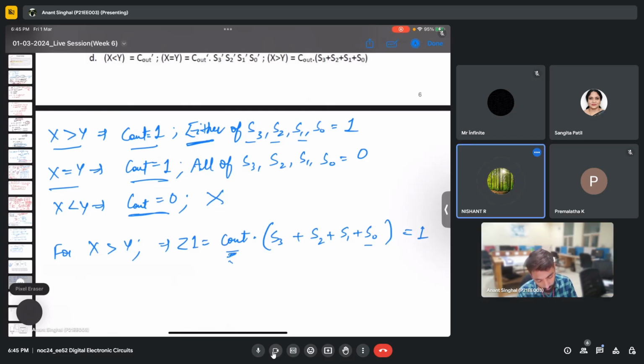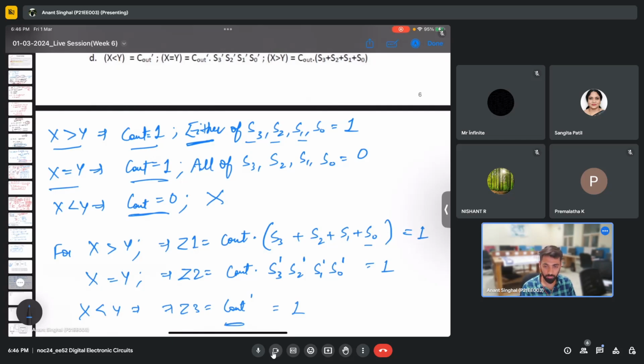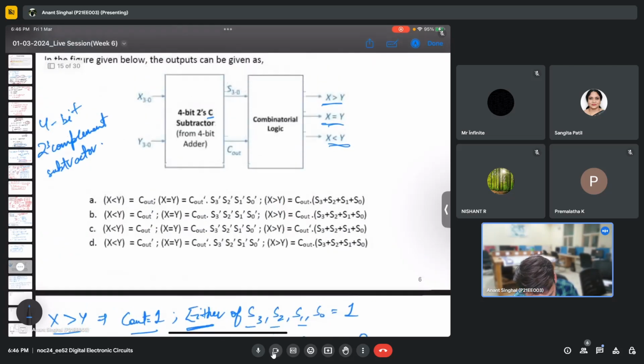Okay. So similarly, I can write for x equals to y, maybe z2. So C out is 1 and all of them should be 0, meaning all of them should have a bar to make the complete statement 1. Similarly, for x less than y, C out is 0, so we can directly write C out complement. Once we have a C out complement, or C out as 0, this will turn out to be 1.